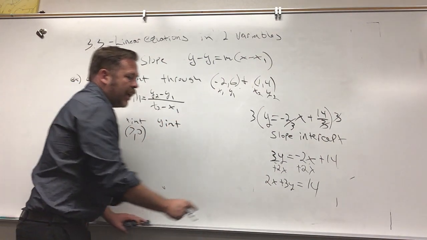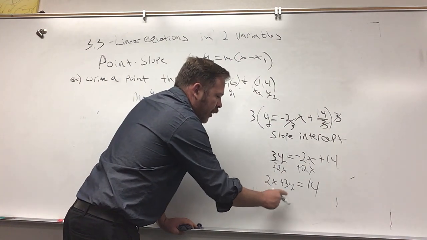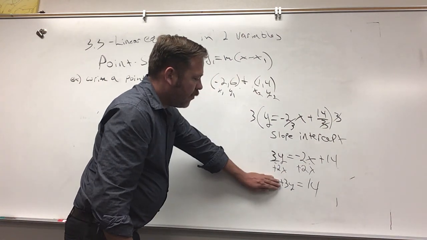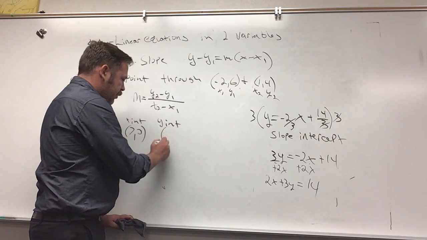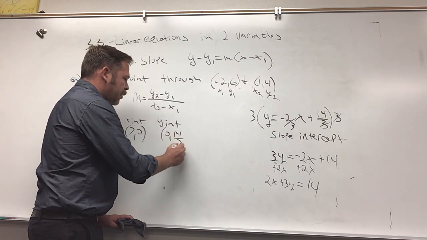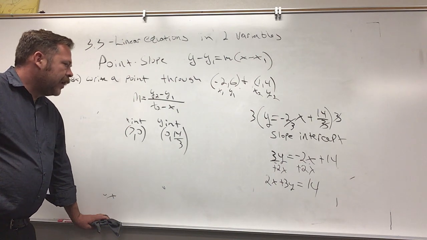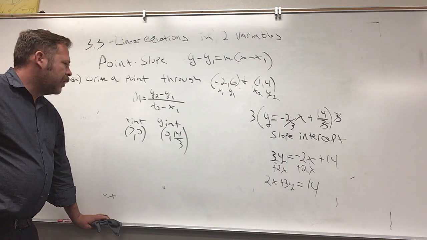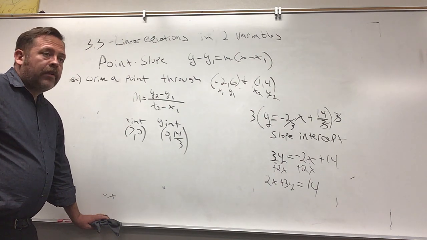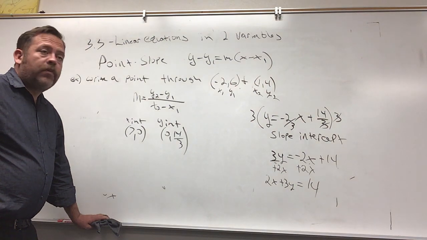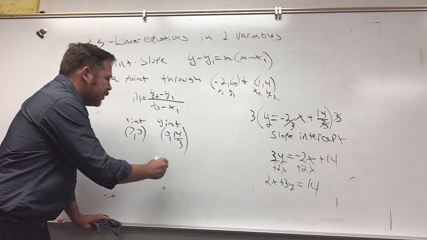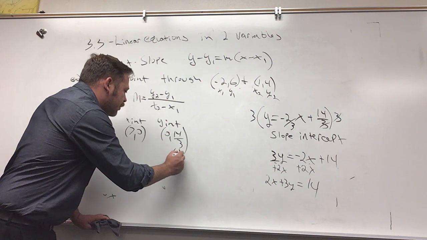Y-intercept, I replace x with 0. And I'm left with just 3y equals 14, so that would be 0, 14 thirds. All right, so 14 divided by 3, well, 14 doesn't go in evenly, but it'll go into 12 4 times evenly, so it would be 4 2/3. Another way to write 14 thirds is 4 2/3.